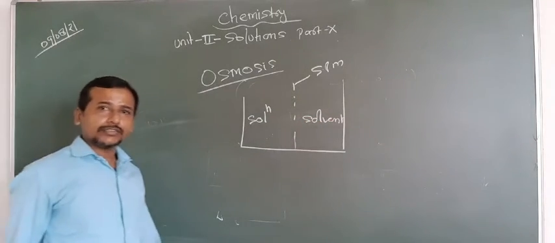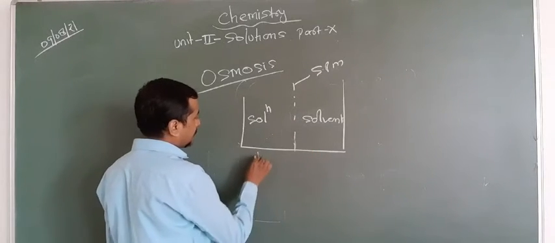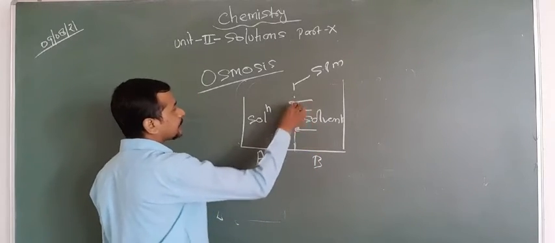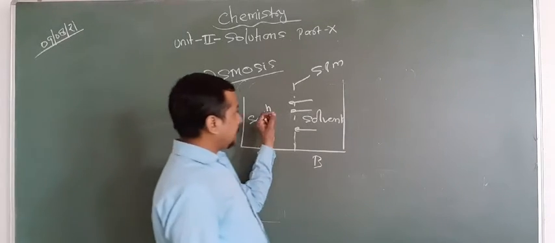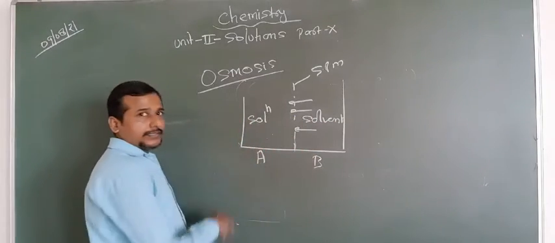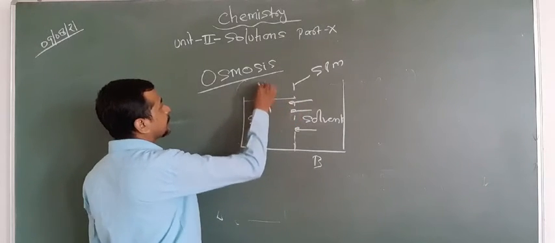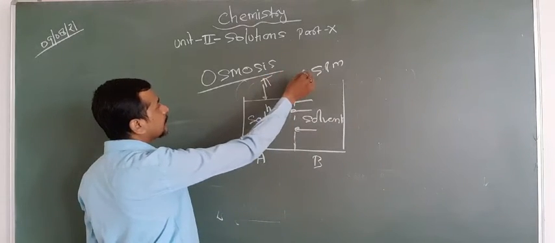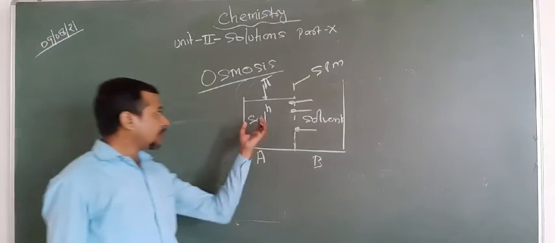Okay, so now what happens? Previously, we took the solvent molecules in containers A and B. Now the solvent molecules move towards this side. Any doubt here? This is due to osmosis. Now we want to stop the movement of solvent from A to B. In that condition, what do we have to do? We have to apply the pressure P, that means pi, toward the solution side.